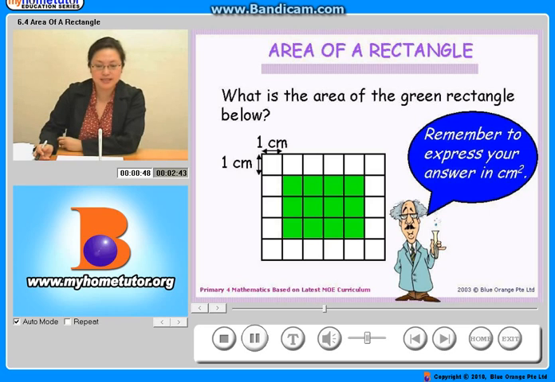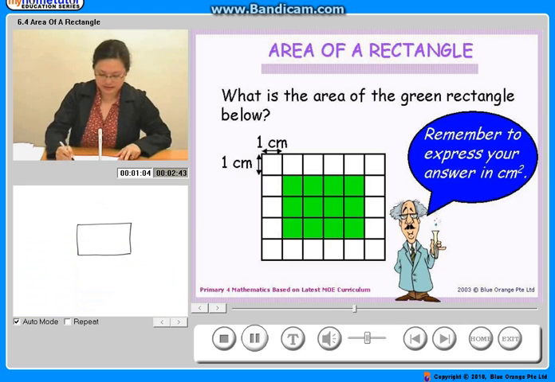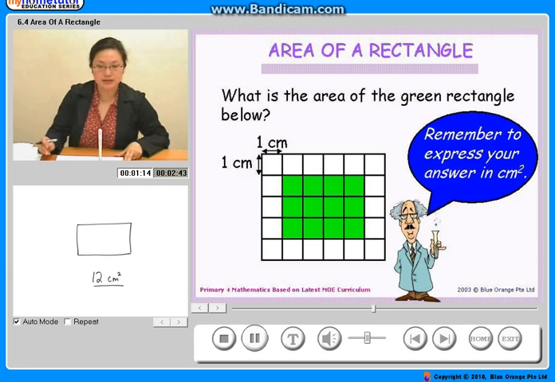So what happens here is that we need to count how many squares there are, and you find that each square is 1 centimeter by 1 centimeter, which means that we know the measurement already. Now for this case, once you count the squares in the rectangle, you get 12 square centimeters, okay? Because after you count the unit squares, you get 12 squares. And so once you know the measurement is in centimeters, you can straight away write in square centimeters.